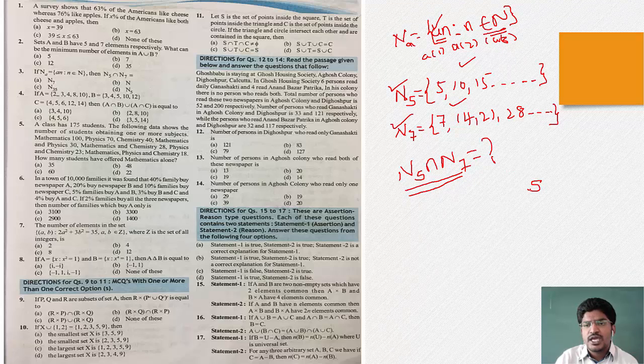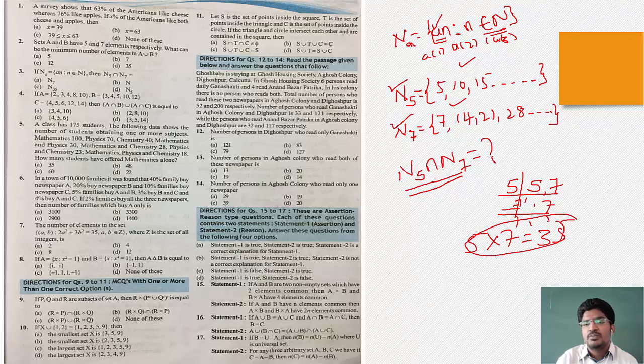Because 5 is also prime, 7 is also prime. If you calculate the LCM of this, it is going to be equal to 35. Very simple, 5 into 1, 7 as it is, 7 into 1, no problem. So, 5 into 7 is going to be 35, because they are relatively prime. Therefore, you can tell that n of 5 intersection n of 7 will be equal to n of 35.